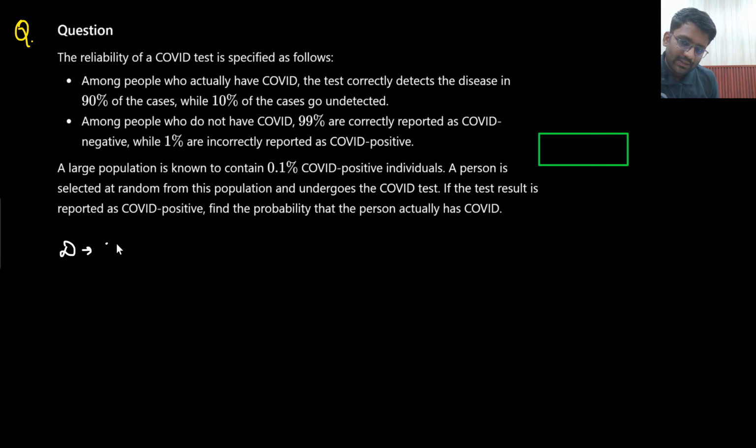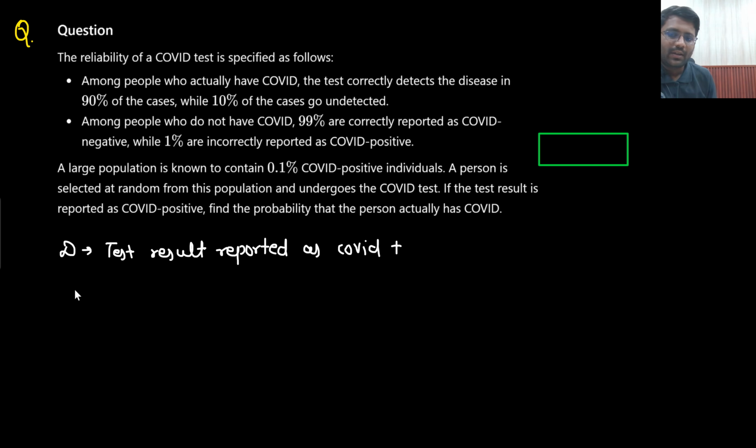Test result reported as COVID positive. So this I am showing by D. The test result might be COVID negative as well, although I don't need to care about that, but let's keep test result reported as COVID positive, that is D.